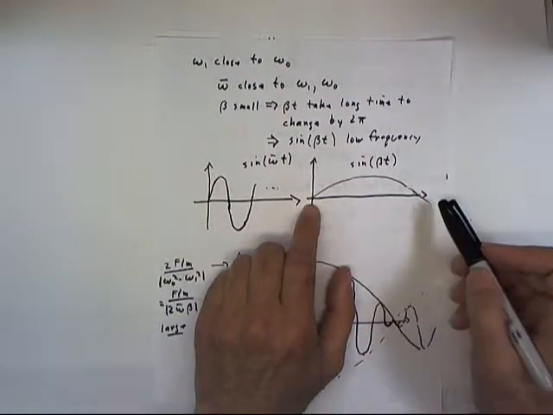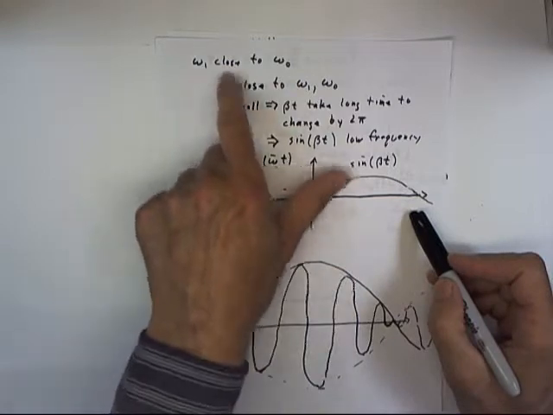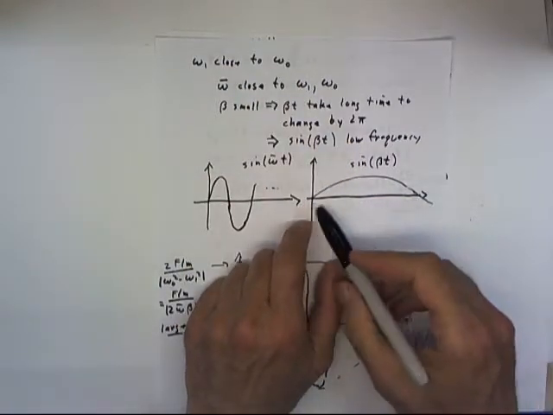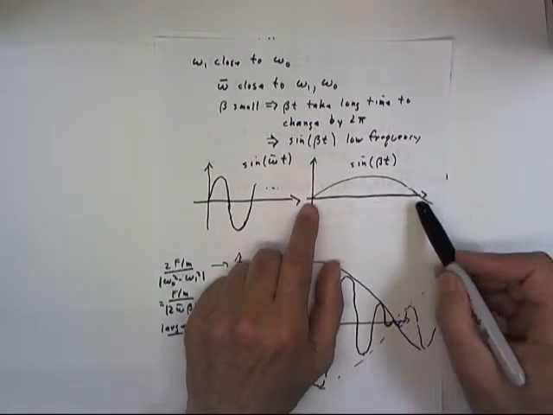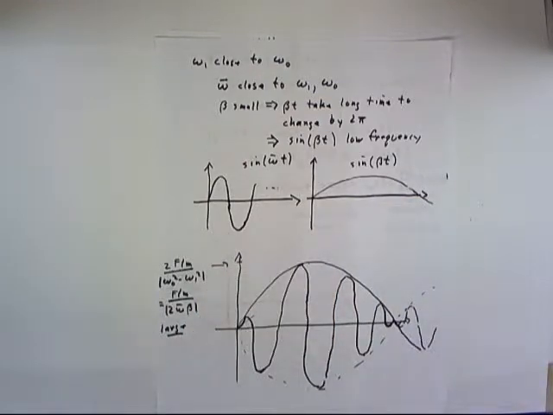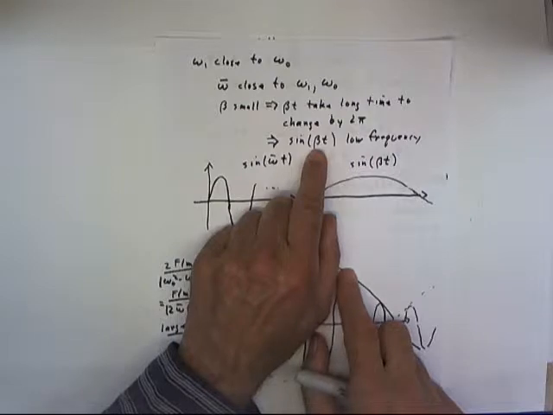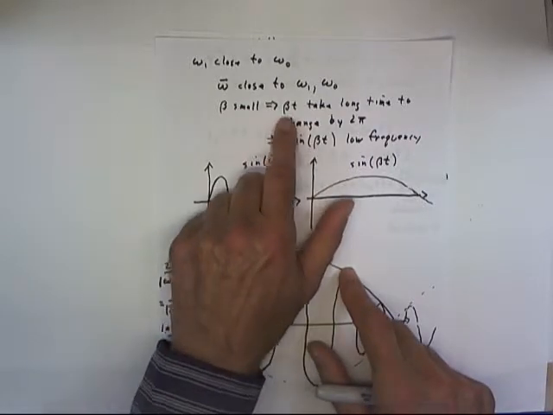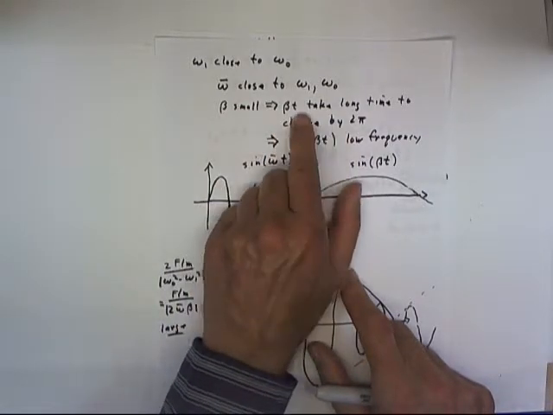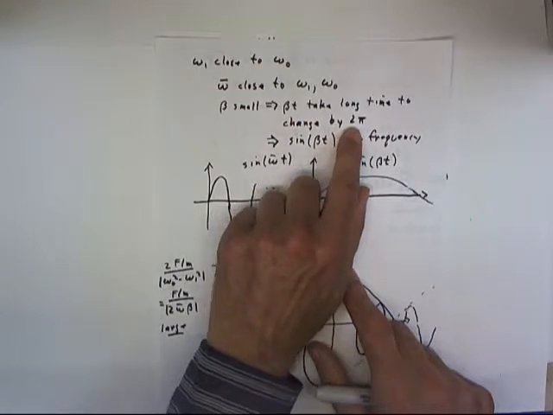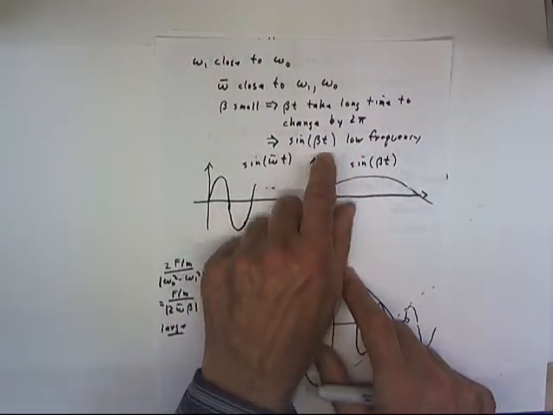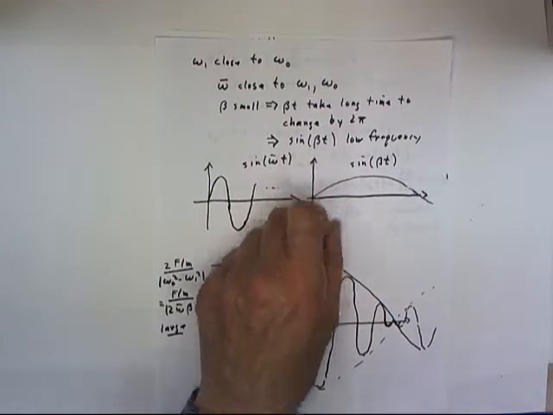develops a longer and longer period. As omega 1 approaches omega naught, the period of this sine function approaches infinity, for the simple reason that beta approaches 0. As beta approaches 0, it's going to take beta t a longer and longer time to change by 2 pi, and clearly the time required to do so is going to approach infinity.